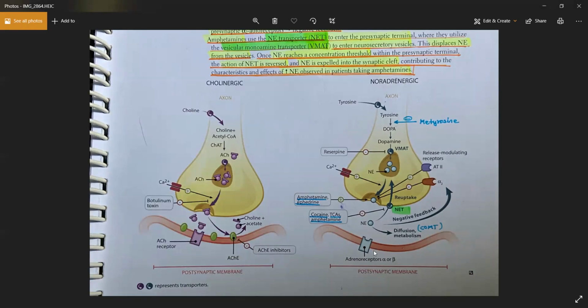Can anyone remember the receptor names for norepinephrine? It is alpha 1, alpha 2, and beta 1. Exactly, not beta 2, right?